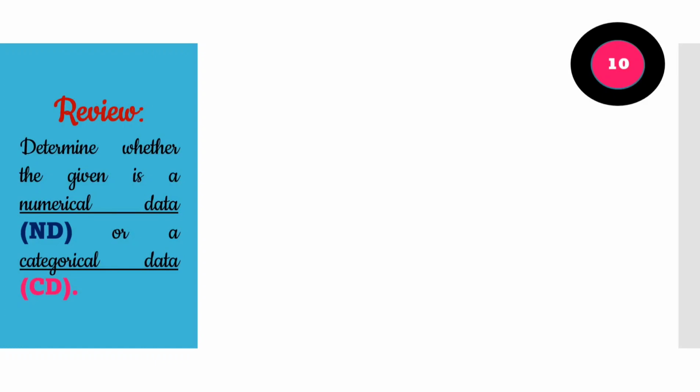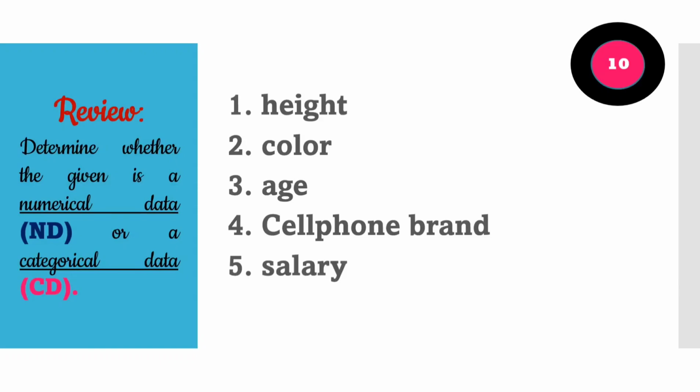Before we start with the discussion, let me check if you can still recall our previous lesson on data collection. For our review, I want you to determine whether the given is a numerical data or a categorical data. If you think it is numerical, you just have to type ND in the comment section, or you may write it on your paper. On the other hand, if it is categorical data, you just have to write or type CD. I hope that the instruction is clear to you as I give you 10 seconds to do the activity.